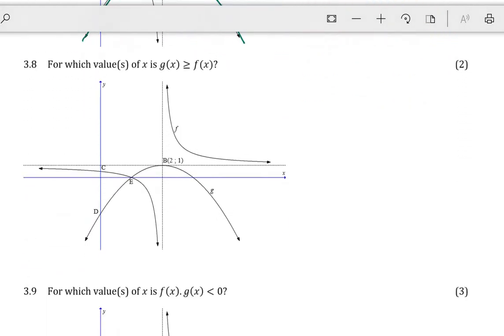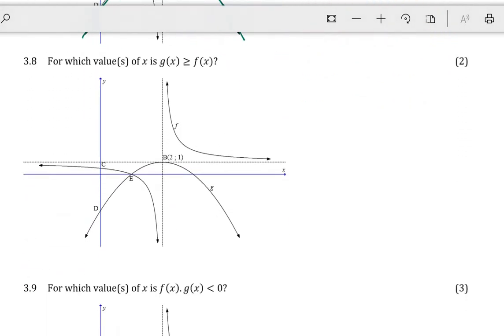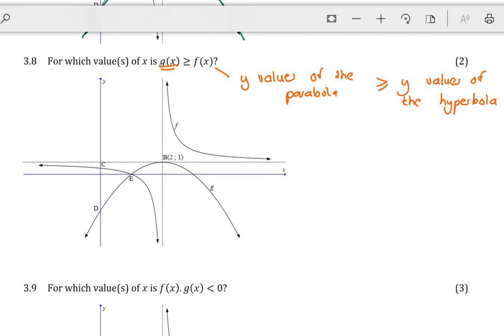Okay, moving on. For which values of x is g, which is your parabola, greater than or equal to your hyperbola? So when are the y values of the parabola greater than or equal to the y values of the hyperbola? Don't forget, you always have to interpret the question first. I've said this a couple of times, an inequality question always has nothing to do with doing it algebraically and everything to do with the graph. So you want the parabola to be above the hyperbola.